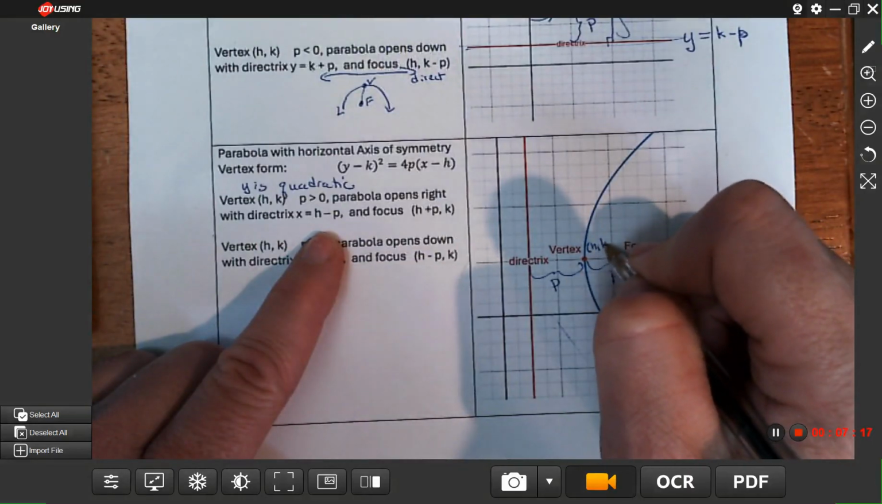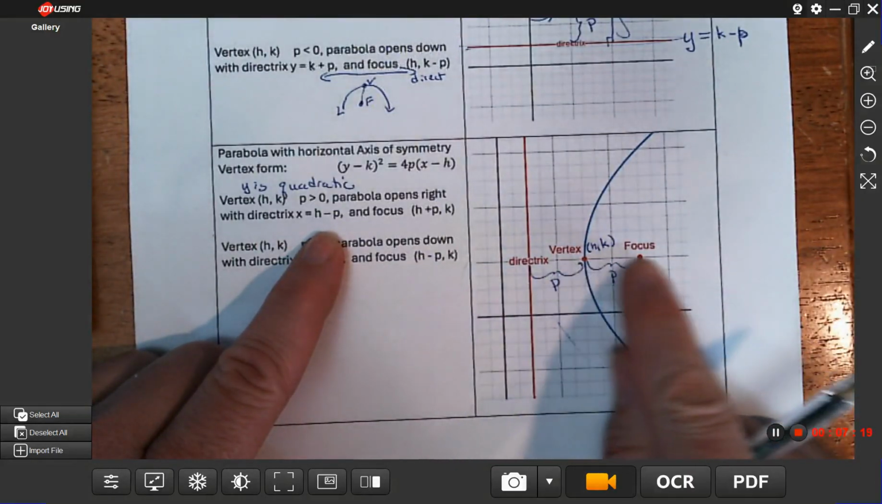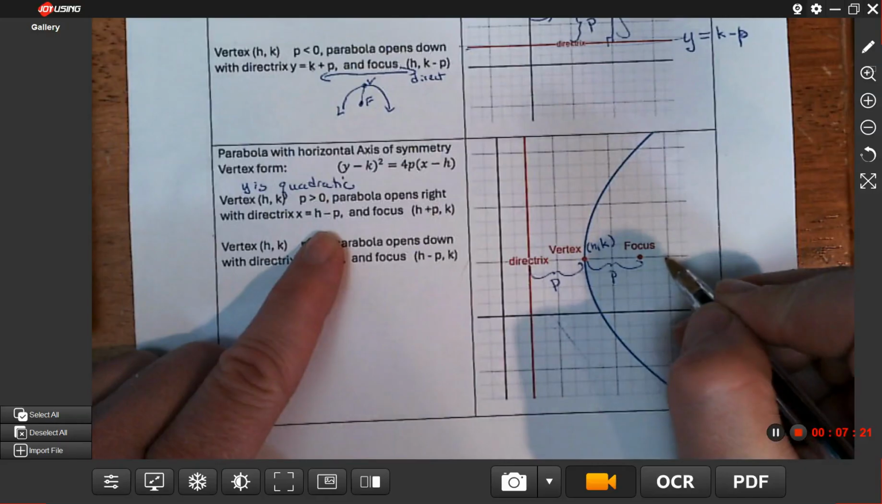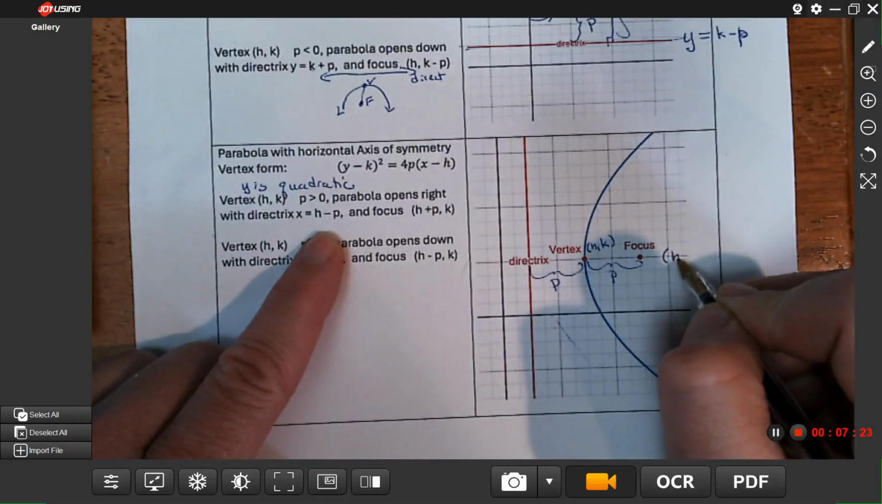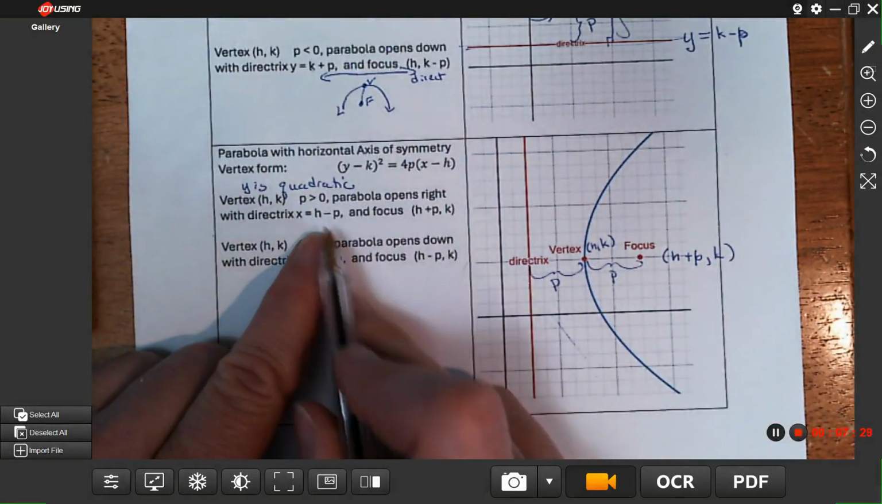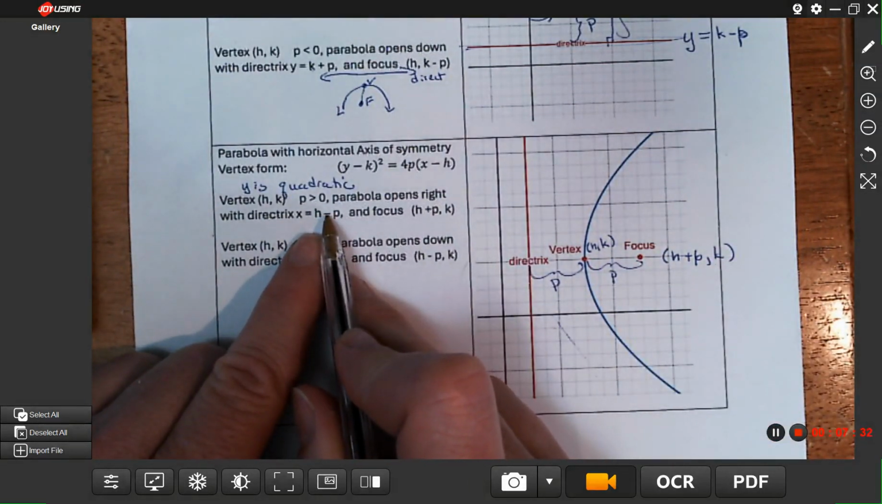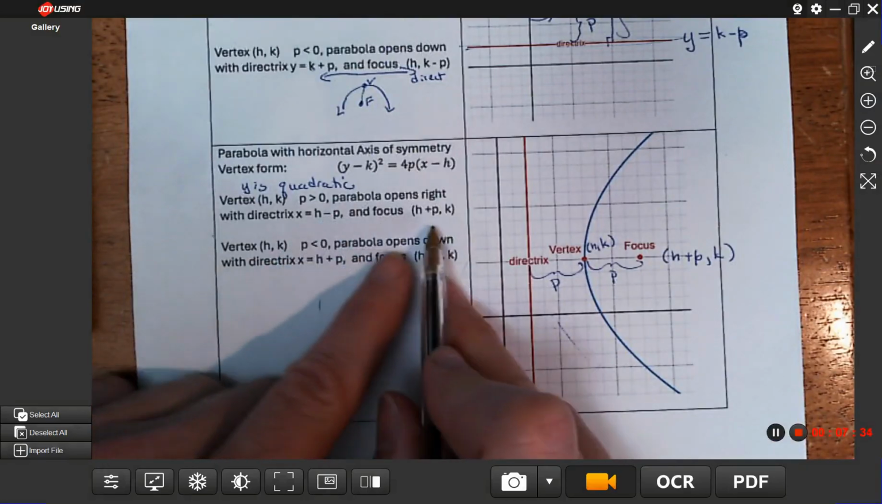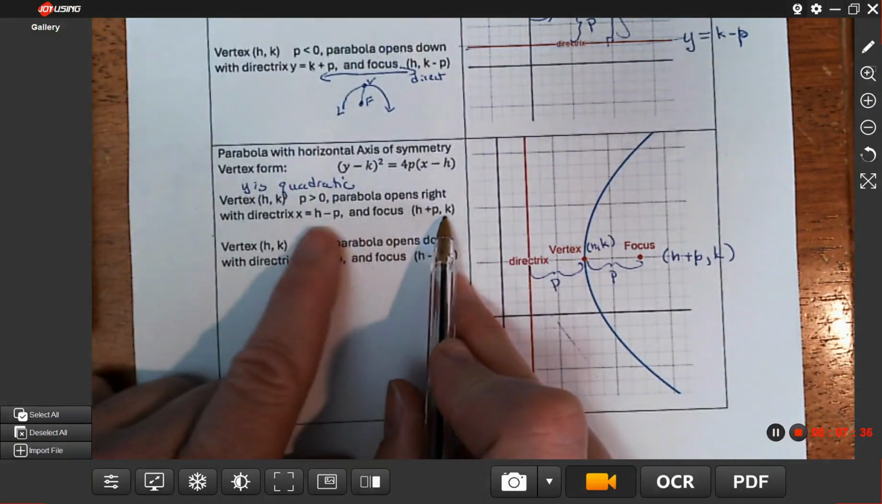So the vertex is (h, k), and since the focus is a horizontal distance of p away, the h coordinate is going to change by adding p, and the k coordinate is going to stay the same. That's what this says.